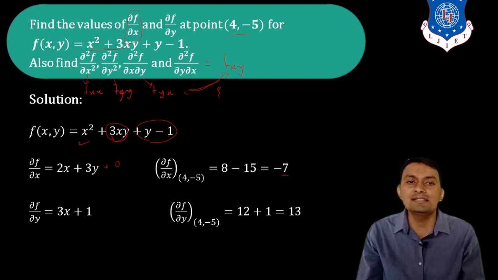But we want the partial derivative at this particular point. So whenever we put x equals 4, y equals minus 5, what are we going to get? Only 13. Now we are going to determine del square f divided by del x square.